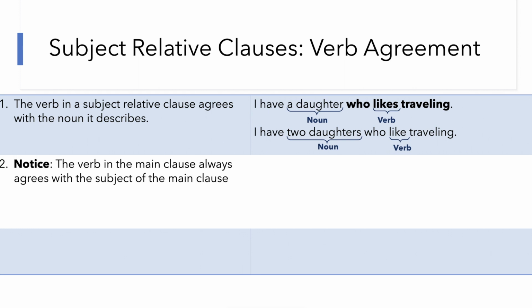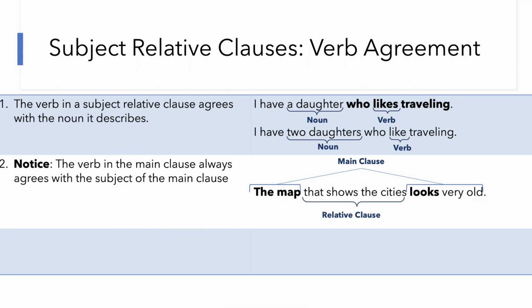Next one, be careful with this one. The verb in the main clause always agrees with the subject of the main clause, like this. "The map that shows the cities looks very old." The main clause is broken in two, but if you take out the relative clause, the main clause is just, the map looks very old. But we're talking about which map, so don't get confused about which subject has to agree with which verb. The map is one, so the verb has to be looks, which is also singular.